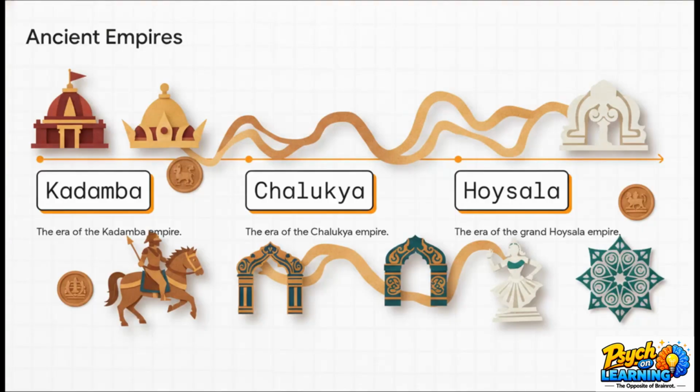Actually, let's take a quick step back in time. Thousands of years ago, Karnataka was ruled by some truly great kings. First came the Kadamba kings, then the mighty Chalukyas, and later the grand Hoysalas. Now, why does this matter to our poem? Because all of these incredibly powerful kings used this exact, beautifully curved Kannada script to rule their vast empires. It's like a thread connecting us directly to them.